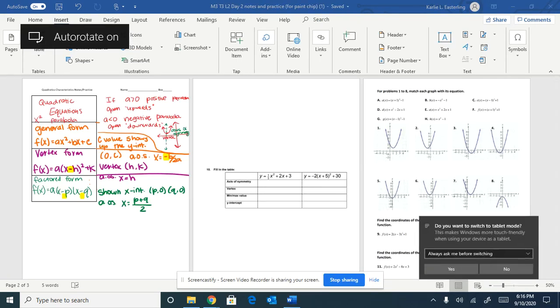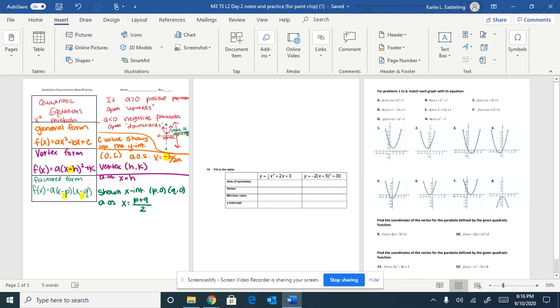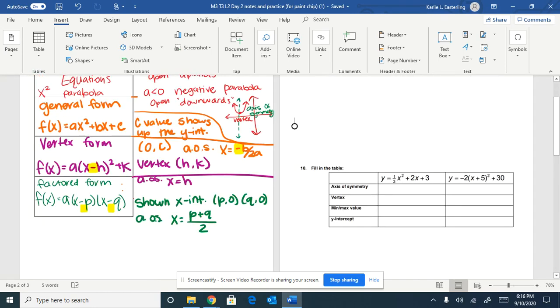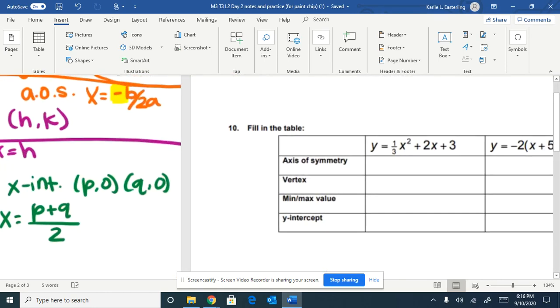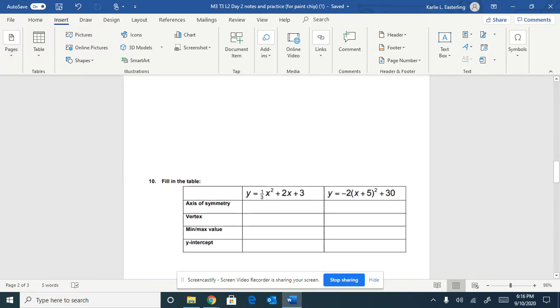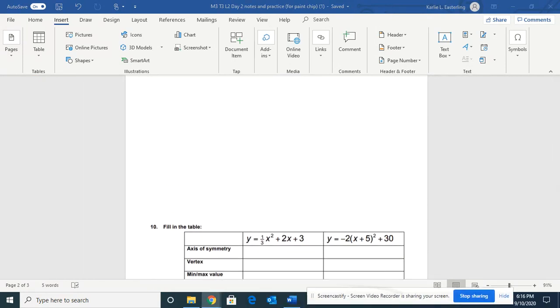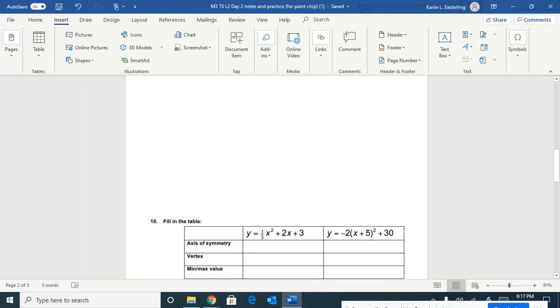Okay, so I actually edited my document a little bit. For that fill in the table, if you want to put your work on an extra sheet of paper, you can, but I wanted to get some extra room on here so that I could explain how I was getting some of these solutions.